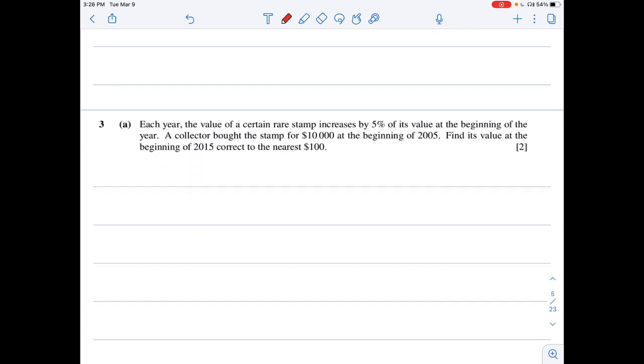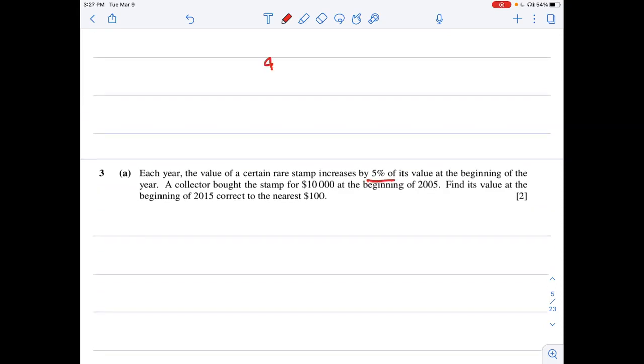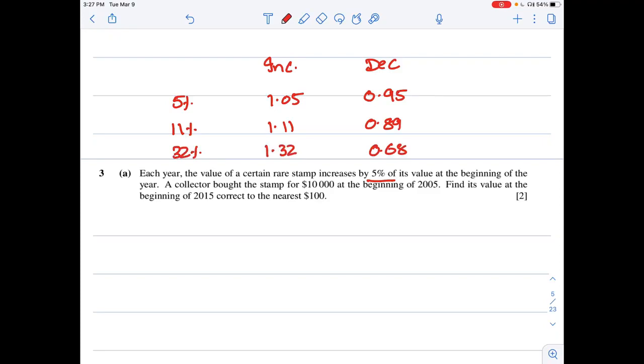Now third question. In each year, the value of a rare stamp increases by 5%. So I think in previous papers also I have told it out. In common ratio, you can remember increase, decrease. If it is 5% increase, the common ratio will become 1.05, decrease 0.95. If it is 11%, 1.11, 0.89. If it is 32%, 1.32 increase and 0.68 will become decrease. So that will be the pattern. So 5% increase, so 1.05.